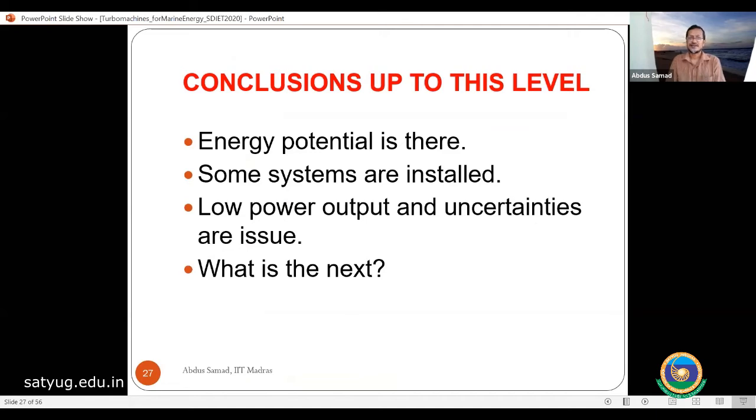So conclusion up to this level: energy potential is there. Wave is having lots of energy. Some systems are already installed, but low power output and uncertainties are there. That's why many Indian wave energy plants got dismantled. Many others also got dismantled.